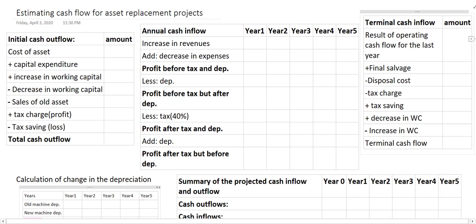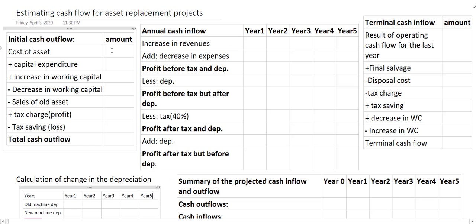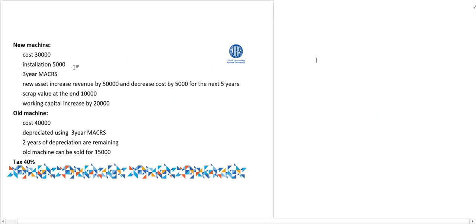Now let us go through the information and find out the initial cash outflow and inflow and so on. Let us see the example. Cost of the project 30,000, installation 5,000 for the project. Now let us mention here. Cost of the project is equal to 30,000. Installation charge was equal to 5,000, I guess. Installation charge equal to 5,000. Otherwise, you can see once again in the example, 5,000. It comes under the 3 years MACRS class.